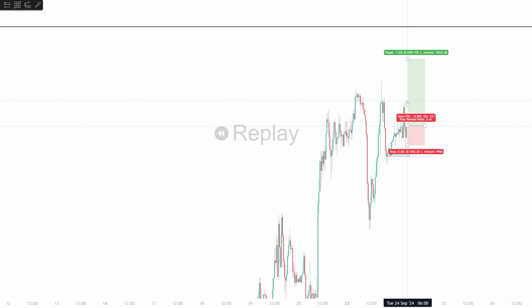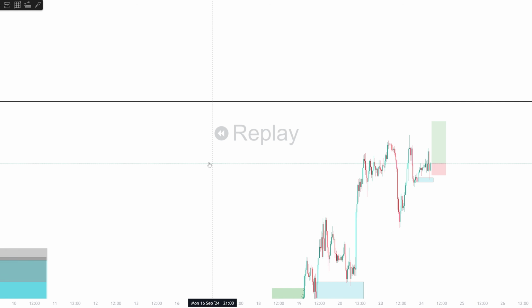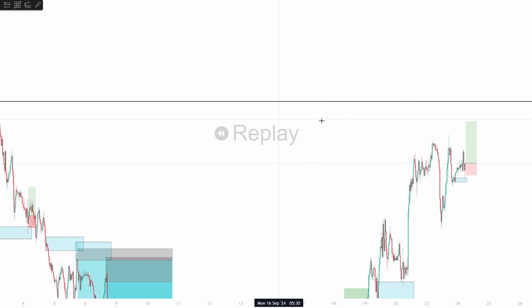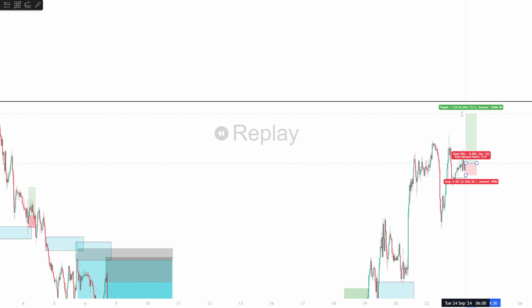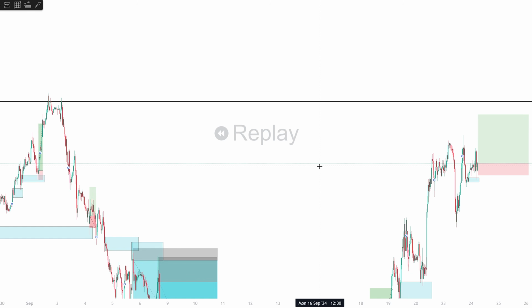Well, we failed to take out this high, but then that means we can potentially go take that high out. I will target this gap fill. Not a lot of risk to reward. Let me just max it out at a 1 to 4. And yeah, that's a pretty okay trade.